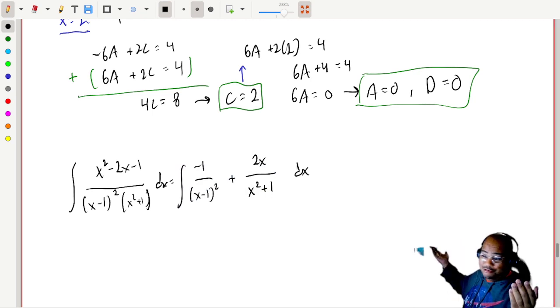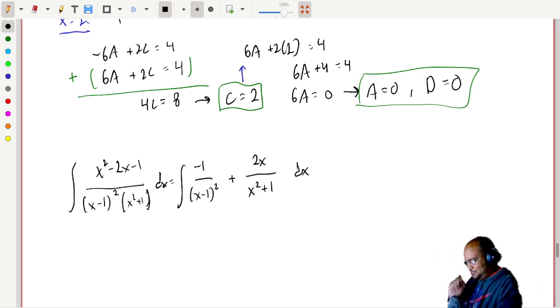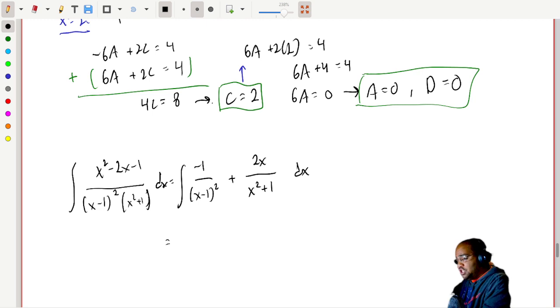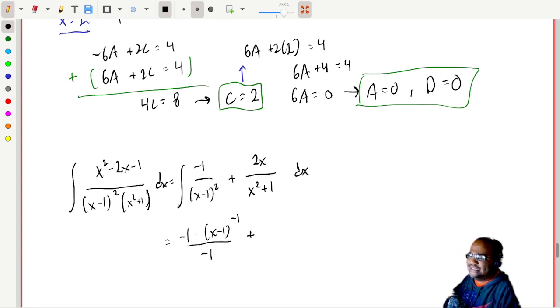Okay, these two integrals are not that bad. So the first one, it's power rule, right? Think about that as (x minus 1) to the minus 2. When you use the power rule, we'll have a -1. Let's just write it out. -1 times (x minus 1) to the minus 1 over minus 1, plus, well, there are two ways you can handle this second integral.